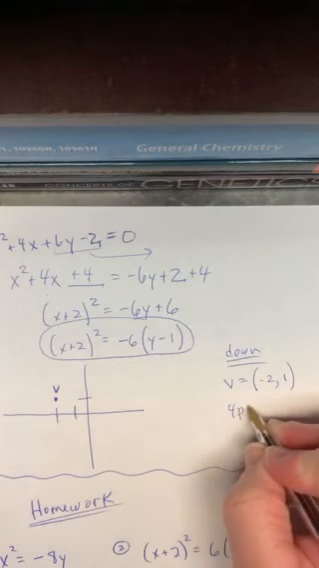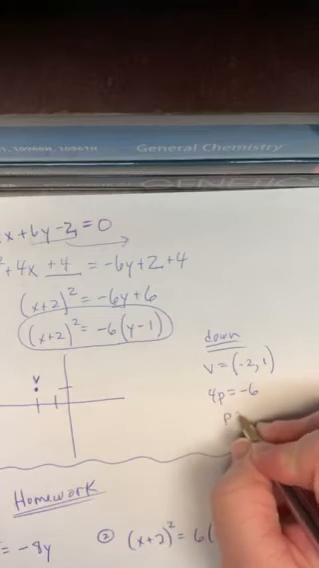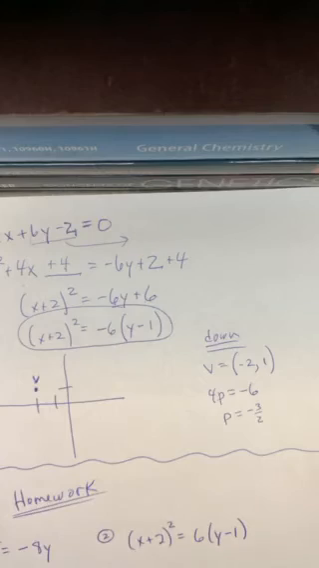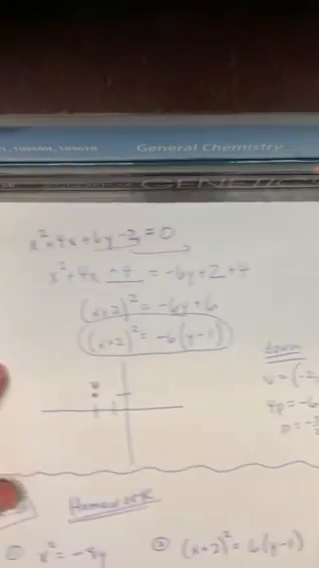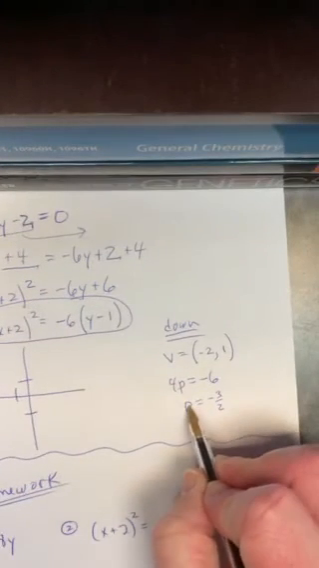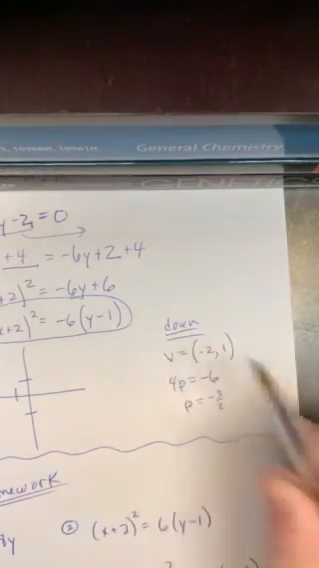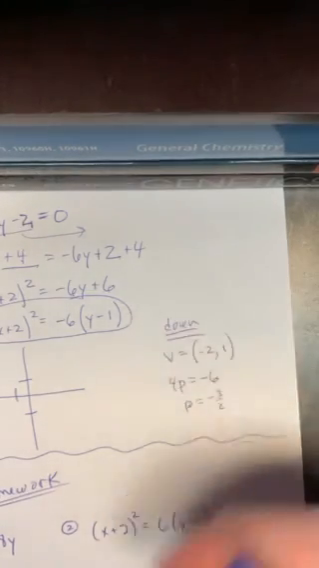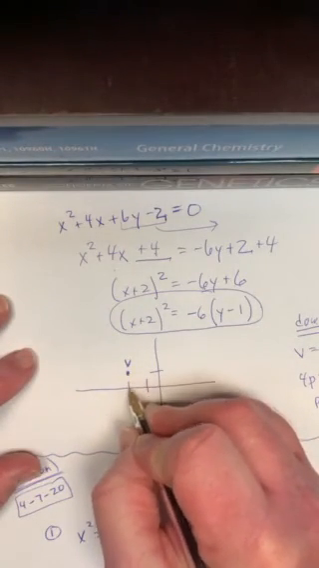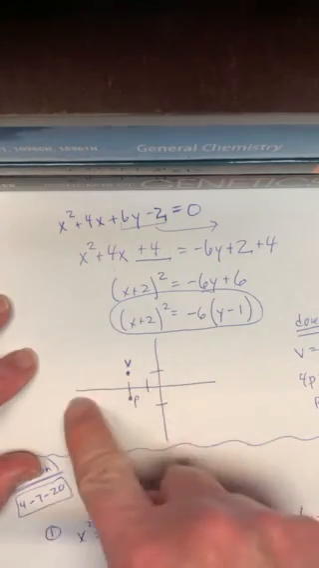Take 4p, set it equal to what? -6, dividing by 4. P would be -6/4, which is what? -3/2. Agreed? So that's -1.5. So I'm actually going to go down. I've got a focus, guys. I have a focus that's 1.5 down from my vertex. Your focus is always in the direction that the parabola is going to point. So I go to my vertex, I go down 1.5. That's my focus. I'm picturing a parabola pointing down.